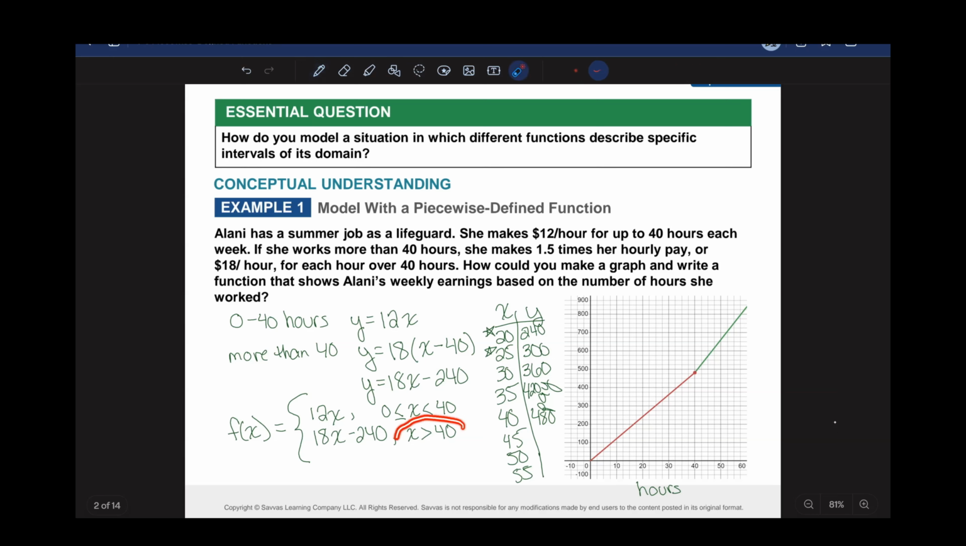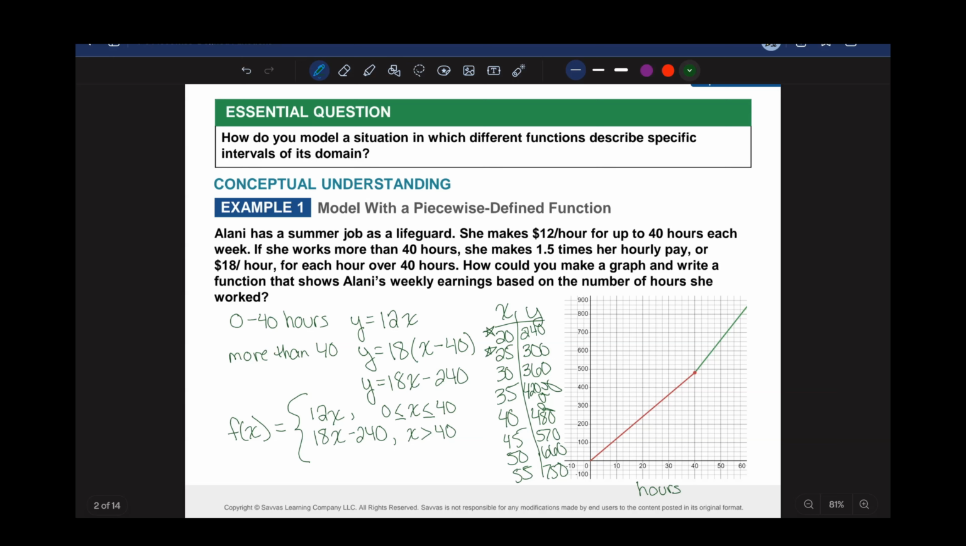Since 45 is greater than 40, I need to use this equation. So I do 18 times 45 minus 240. That gets me 570. And then 50 and 55 also fit into that piece, so I plug those in. And now I have some numbers to graph.